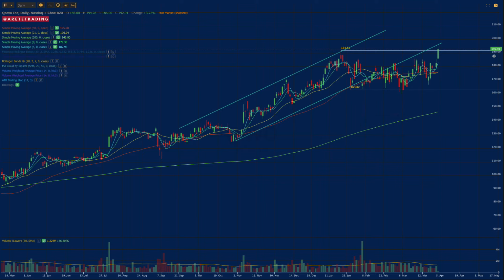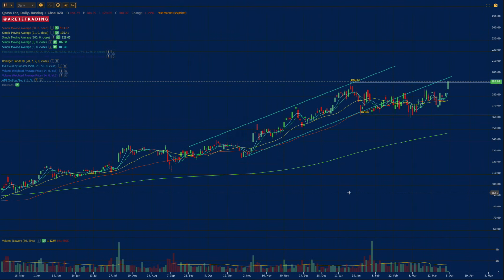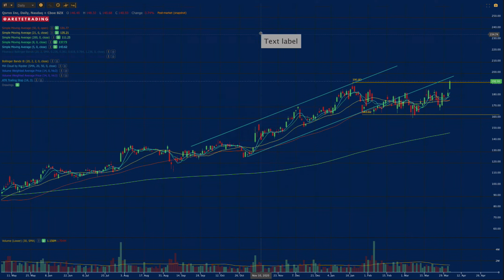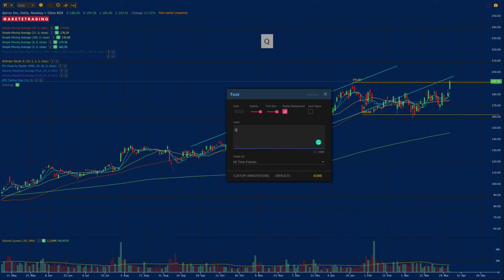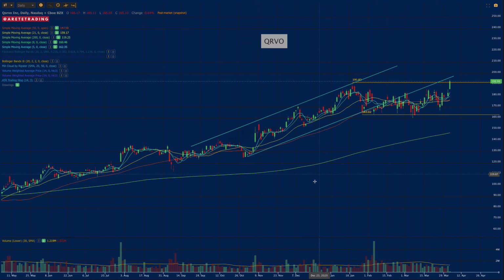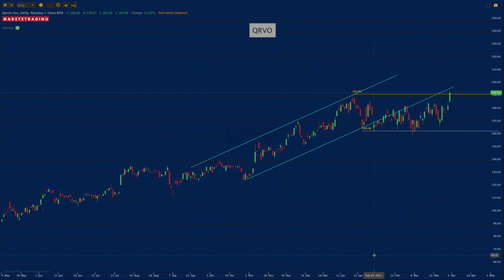Let's get rid of this. And let's put this up with the price and the QRVO. There you go. So that's what you really have to focus on here. These levels. This 192, but I need to flip into this channel at this point, or that channel is going to be resistance. And let's get rid of these indicators so you can see what I'm talking about.